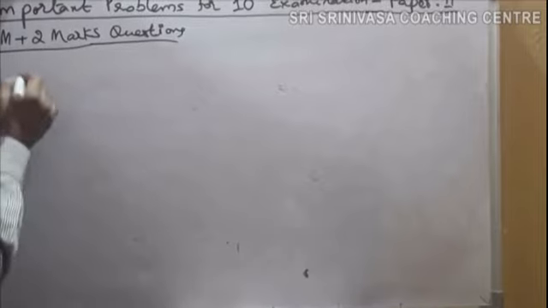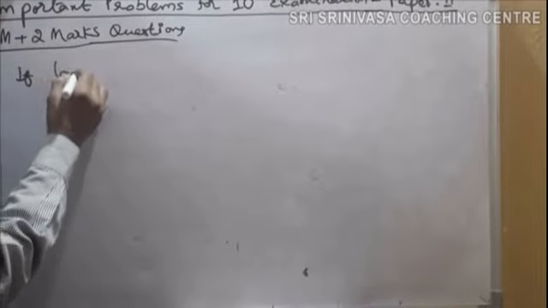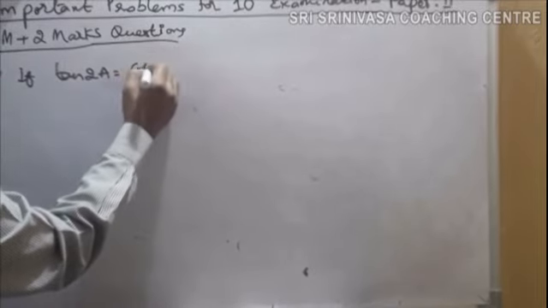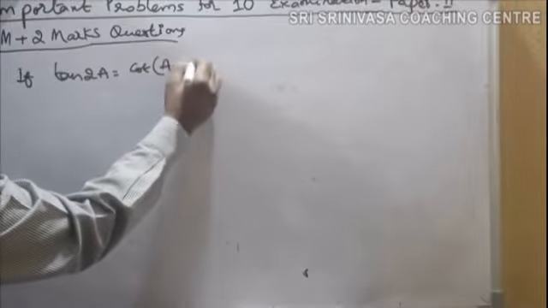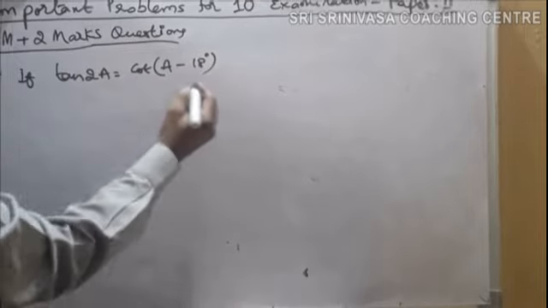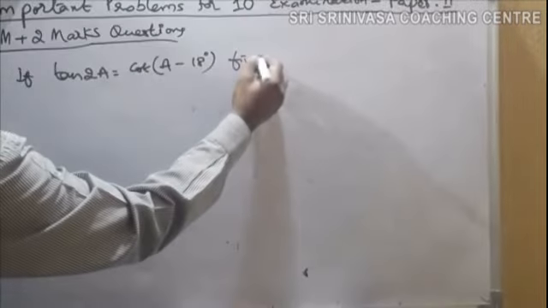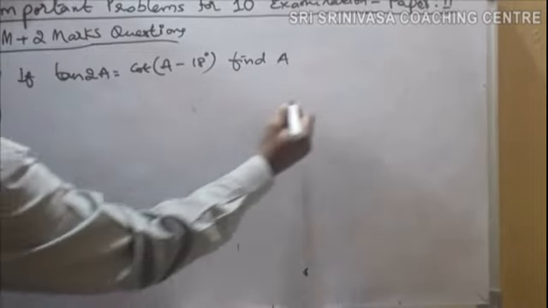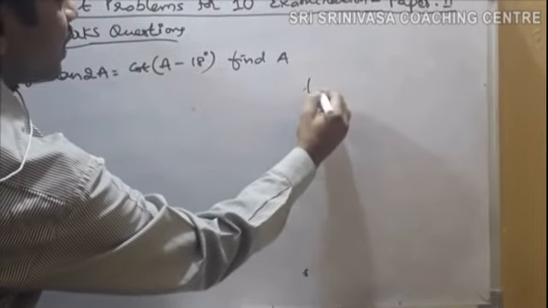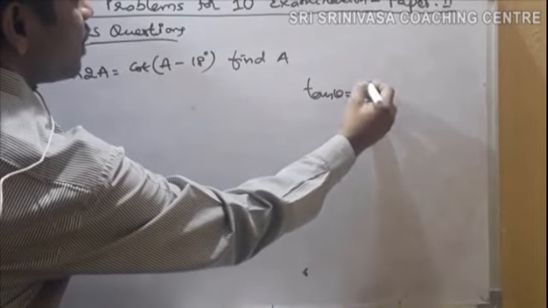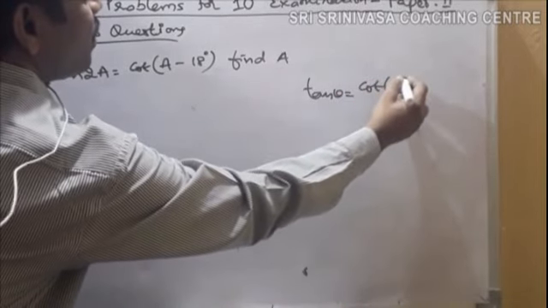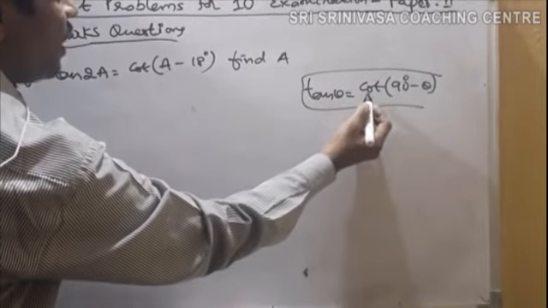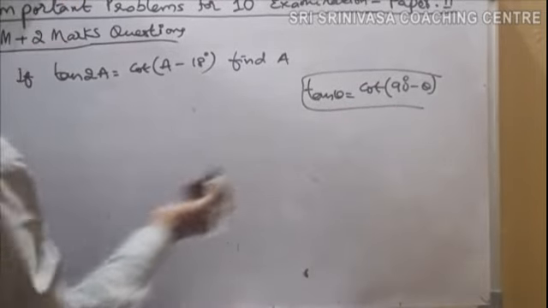Here it is given that tan 2a equals cot of (a minus 18 degrees), and we are asked to find the value of a. So already we know tan theta is the same as cot of (90 minus theta).